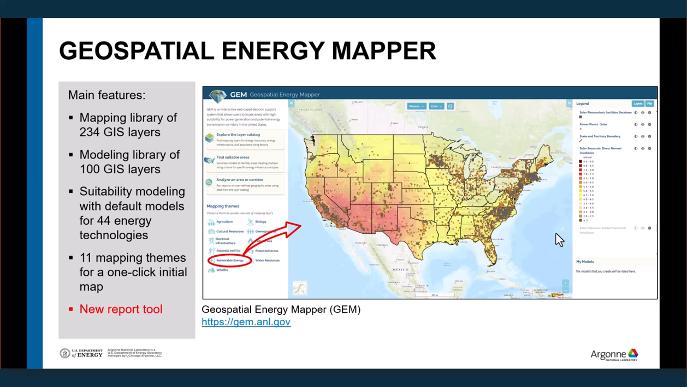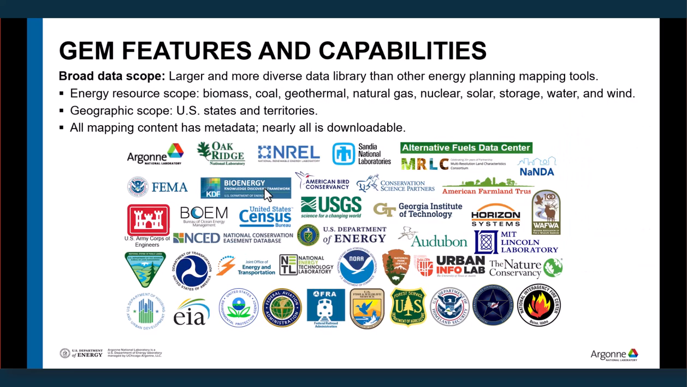And today especially we'll be featuring the new report tool that's been added. It's there on the left panel called Analyze an Area or Corridor, and I'll be demonstrating that during the live demo. As I mentioned, GEM has a broad data scope, and its data library is pretty broad. GEM is unique in the amount of data that it provides in a public interface without any login or subscription.